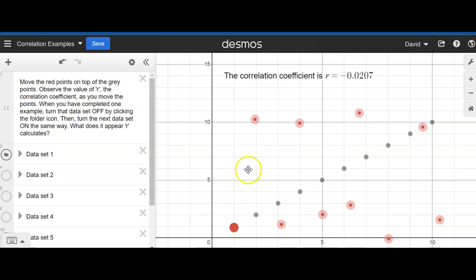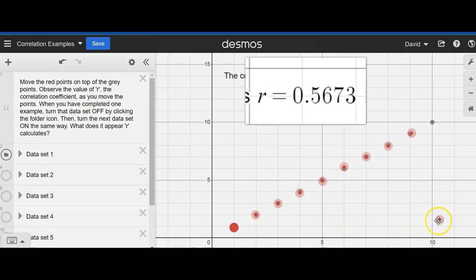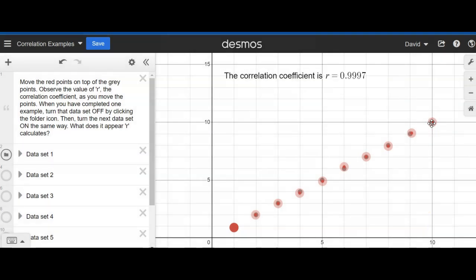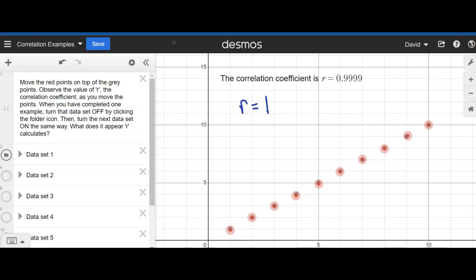So I'm going to move these red dots into position over the black dots. They don't have to be perfect. Just pay attention to what that number is looking like. Alright, so that's almost 1, and it would be exactly 1 if I could get the red dots to be right in line where they're supposed to be. So when R is equal to 1, that's what we refer to as perfect positive correlation. And that means the points line up into a perfect linear relationship. The line that we're looking at explains the relationship between the x's and y's perfectly.